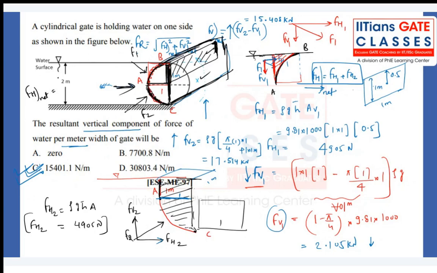So what you can calculate? Rho g, h bar is what? 1. Area will be what? Projected area, 2 into 1. So anyhow, you will be getting the same answer as we got earlier. Is that clear?